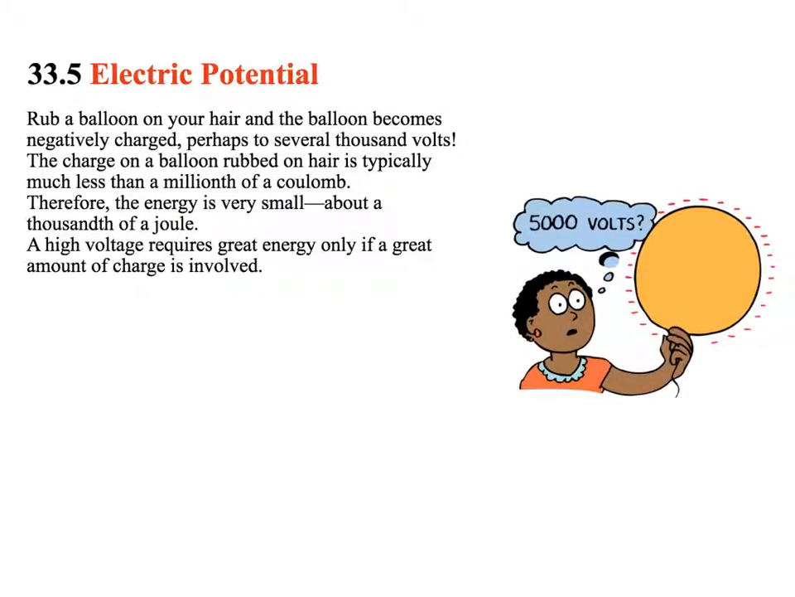Rub a balloon on your hair and the balloon becomes negatively charged, perhaps to 1,000 volts. The charge on a balloon rubbed on your hair is typically much less than a millionth of a coulomb. Therefore, the energy is very small, about 1,000th of a joule. A high voltage requires great energy only if a great amount of charge is involved.